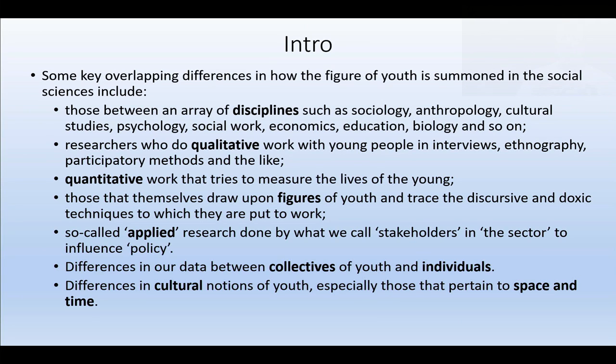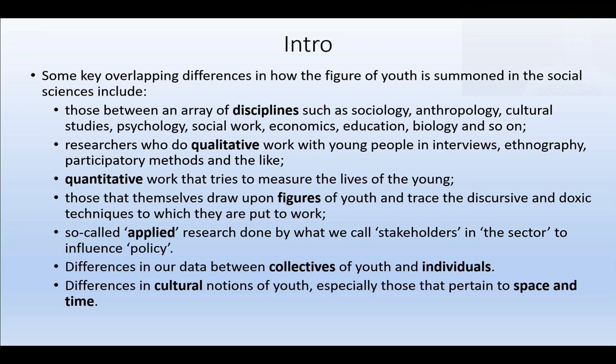So there are some key overlapping differences in the way that youth is used and summoned throughout the social sciences. It can be very different between different disciplines of knowledge, such as sociology, psychology, social work, anthropology, biology, education, and so on. And between those different disciplines, there'll be different conceptions going on between them, and also different conceptions going on within them, and that's important to consider as well.